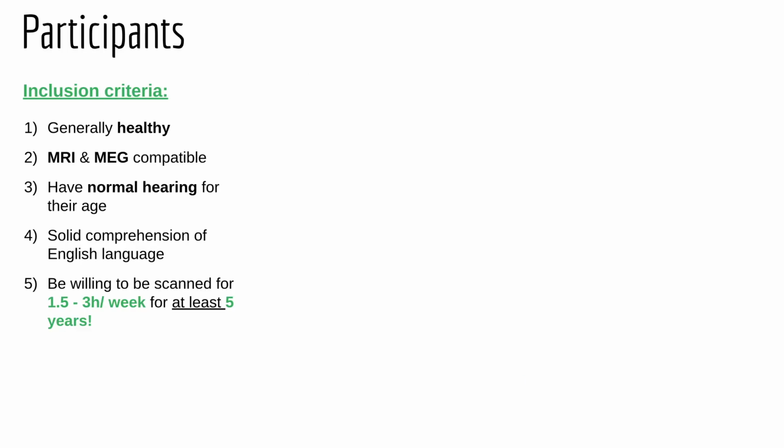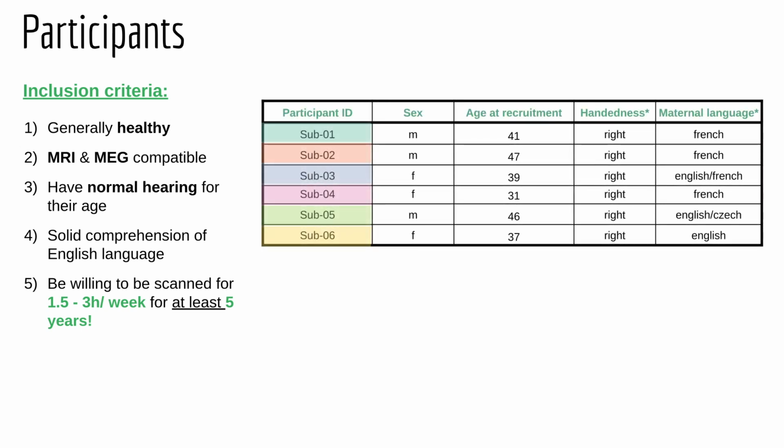So whom are we scanning? The inclusion criteria for our participants were not too stringent, understandably. Participants just needed to be generally healthy, MRI and MEG compatible, and have normal hearing for their age. They needed to have a solid comprehension of the English language, because all of our stimuli are in English. And last, but definitely most importantly, be willing to be scanned for 1.5 to 3 hours a week for at least 5 years. So we recruited 6 participants. They happened to have been half men and half women. At the age of recruitment, participants ranged between 31 and 47. They all happened to be right-handed. And in terms of their maternal languages, we had Francophones, we had Anglophones, and we had 2 natively bilingual participants.